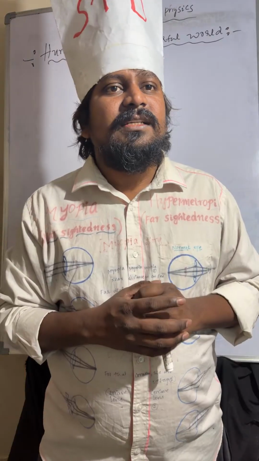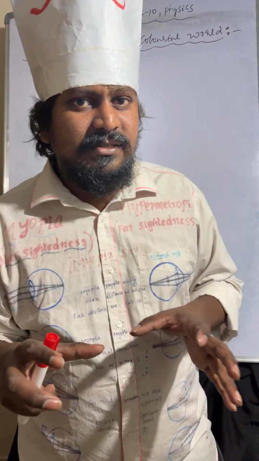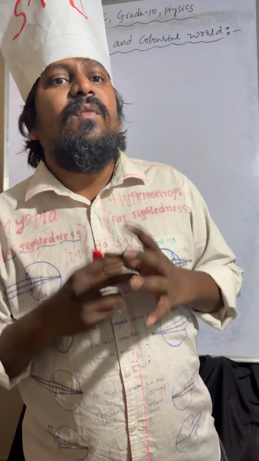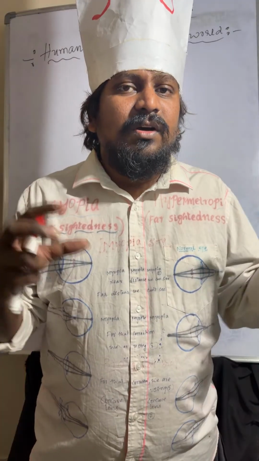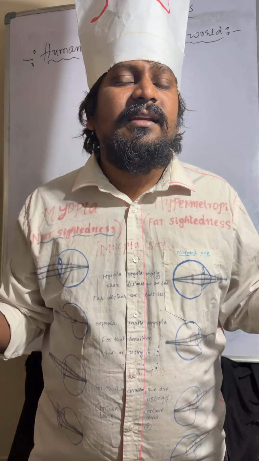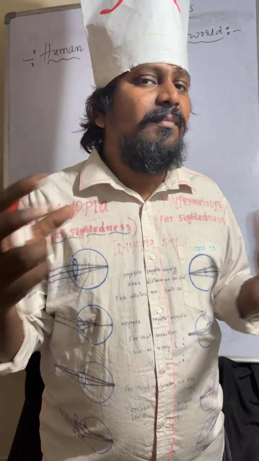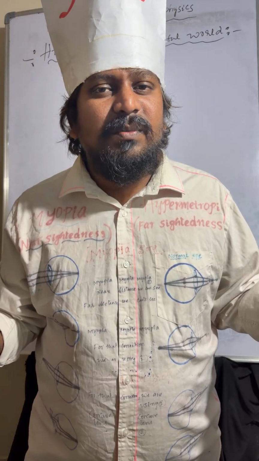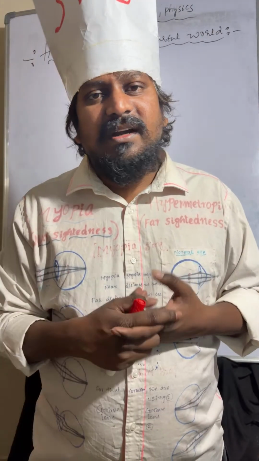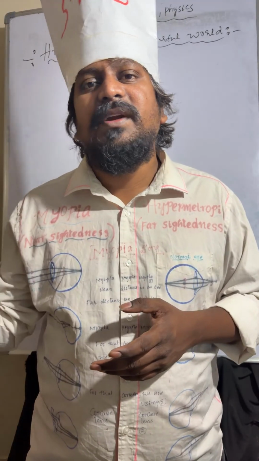And coming to the next one, when light rays fall on the lens, what does the lens have to do? It refracts the light rays so that those light rays meet at the retina. Then an image will form. What type of image will form? A real and inverted image will form. That will be converted into an electrical signal that reaches the brain through the optic nerve.